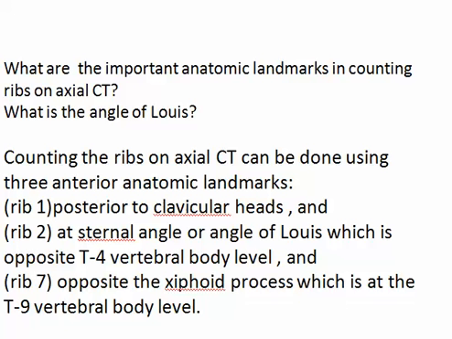So what are the three important anatomical landmarks in counting ribs? Posterior to the head of the clavicles is rib 1, opposite the sternal angle or T4 is rib 2, and opposite the xiphoid process is rib 7 or T9 level.